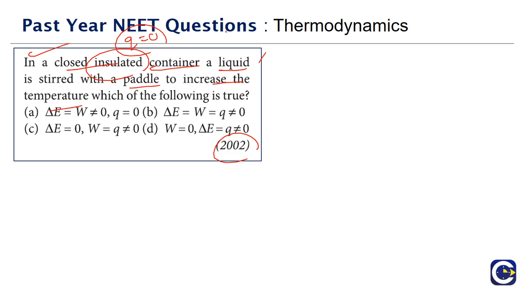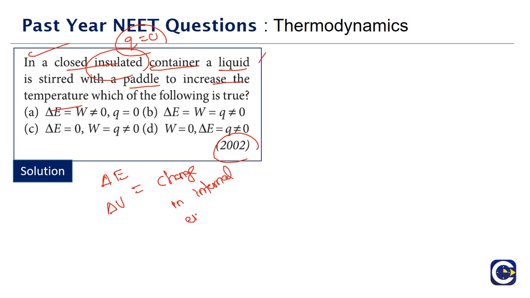Whenever temperature is increasing, what does it mean? In the options they are talking about delta E, or delta U. What does this represent? It represents the change in internal energy. So when the temperature is increasing, delta E is going to be positive. Definitely this is not equal to 0. It will have some value, that too a positive value.